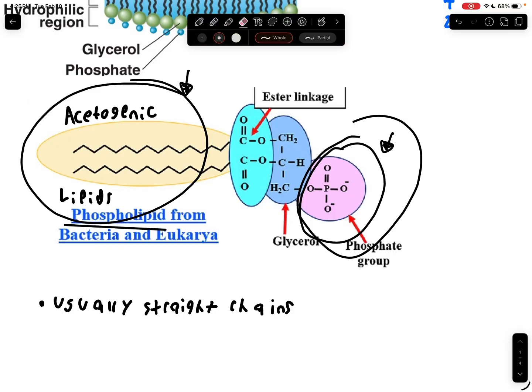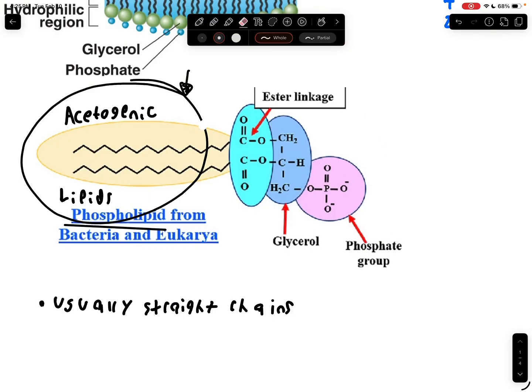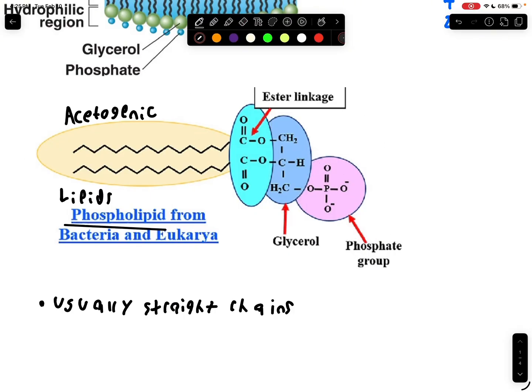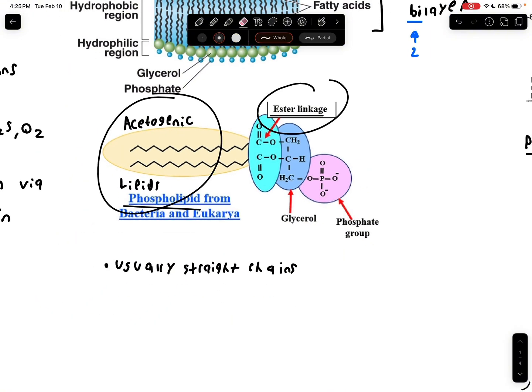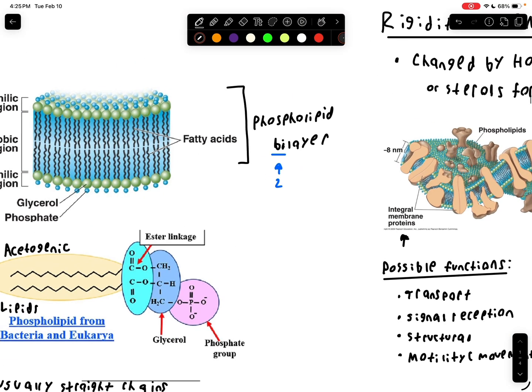You don't have to worry about what an ester is. It is a part of organic chemistry. But all you have to know is that it uses an ester linkage. So just remember, acetogenic lipid, ester linkage. That's it. Now, the other thing is that it's a phospholipid bilayer, bi meaning two.